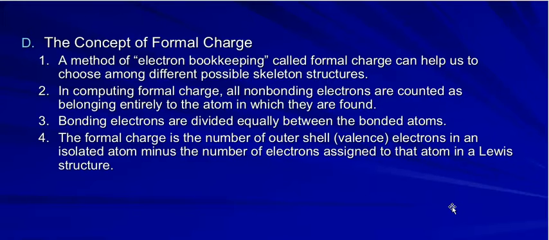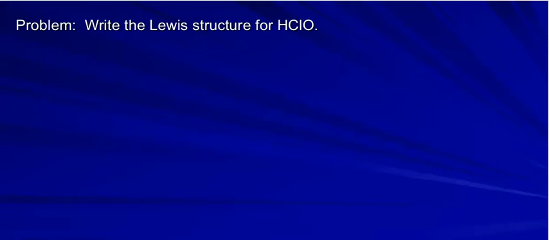Formal charge. Formal charge helps us to choose among different possible structures. In computing formal charge, all non-bonding electrons are counted as belonging entirely to the atom in which they are found. Bonding electrons are divided equally. So the difference between oxidation state and formal charge is that for formal charge the electrons are divided equally, whereas for oxidation state, they went to the more electronegative atom.